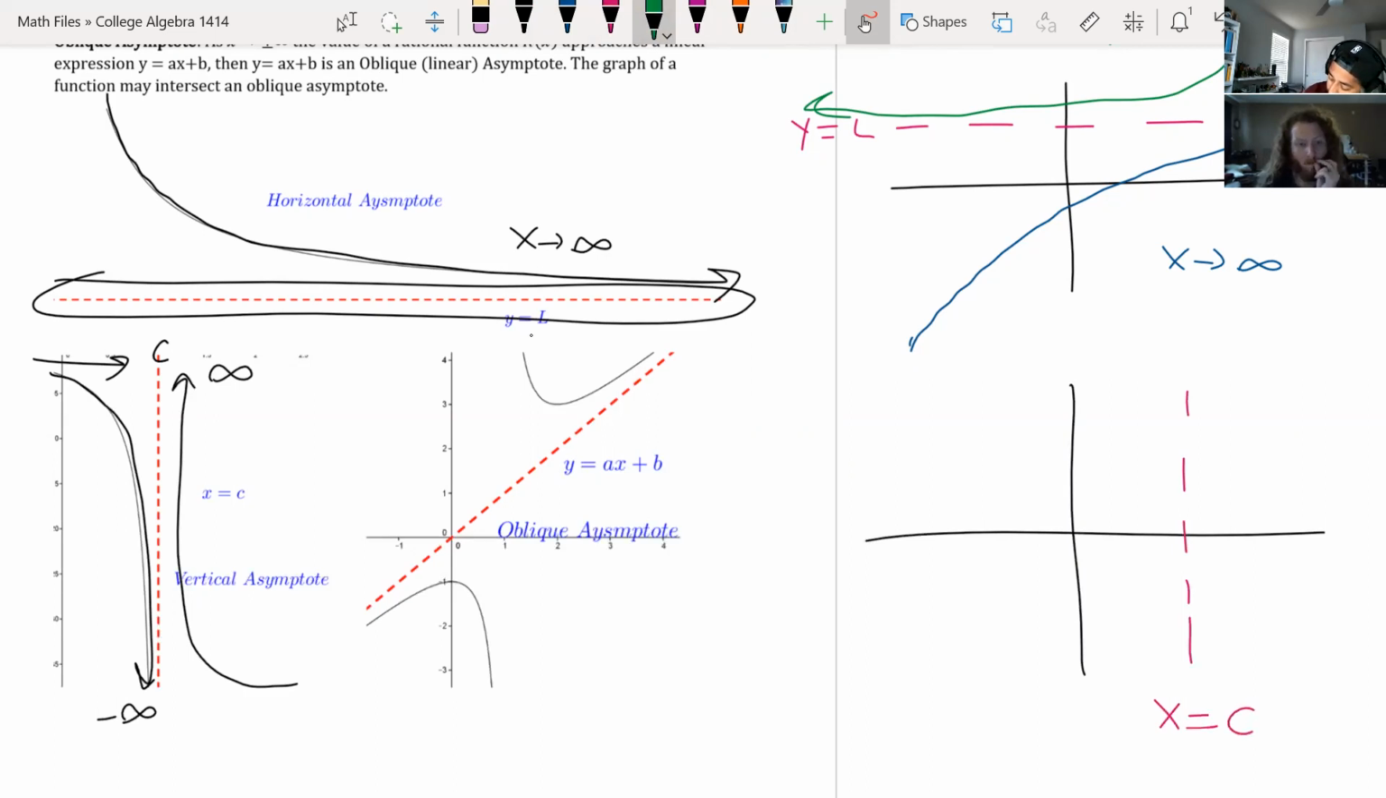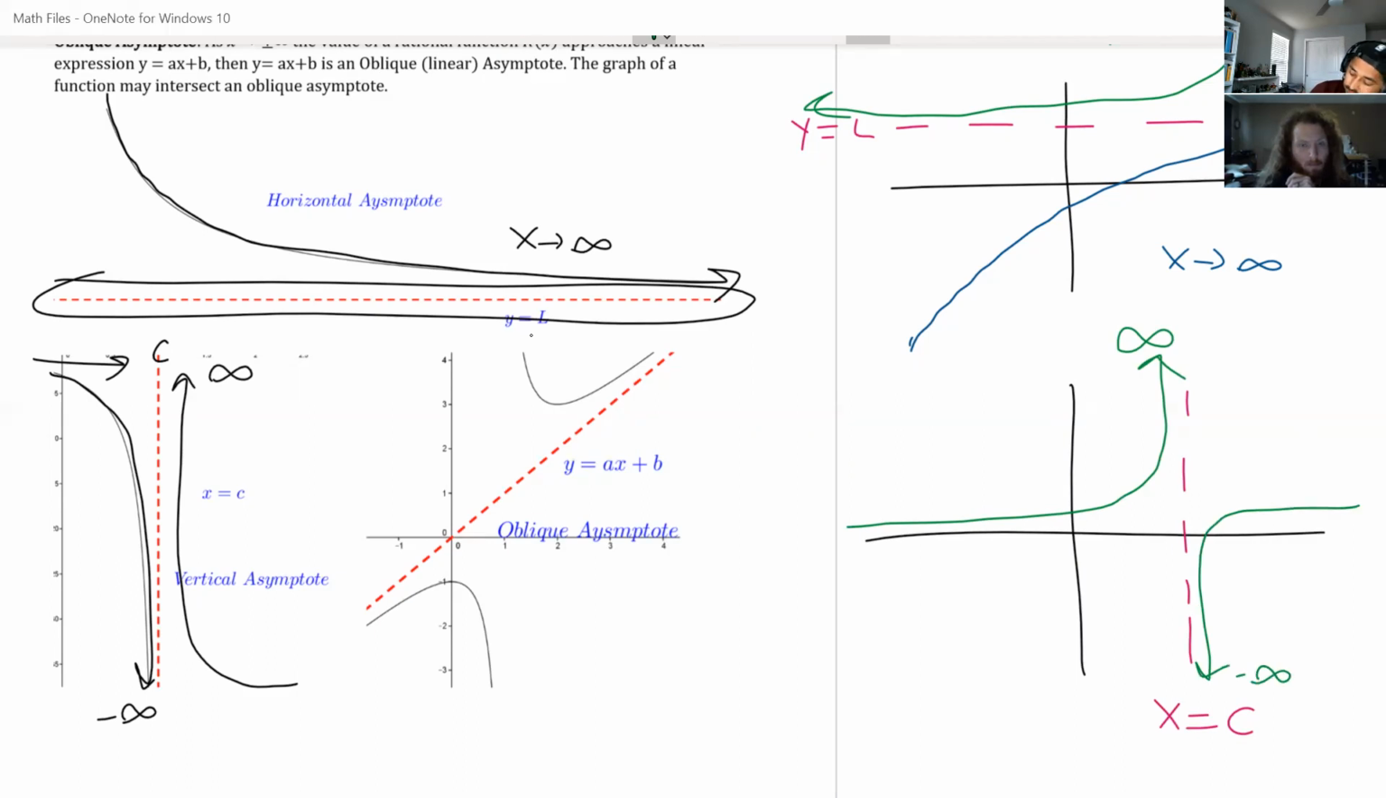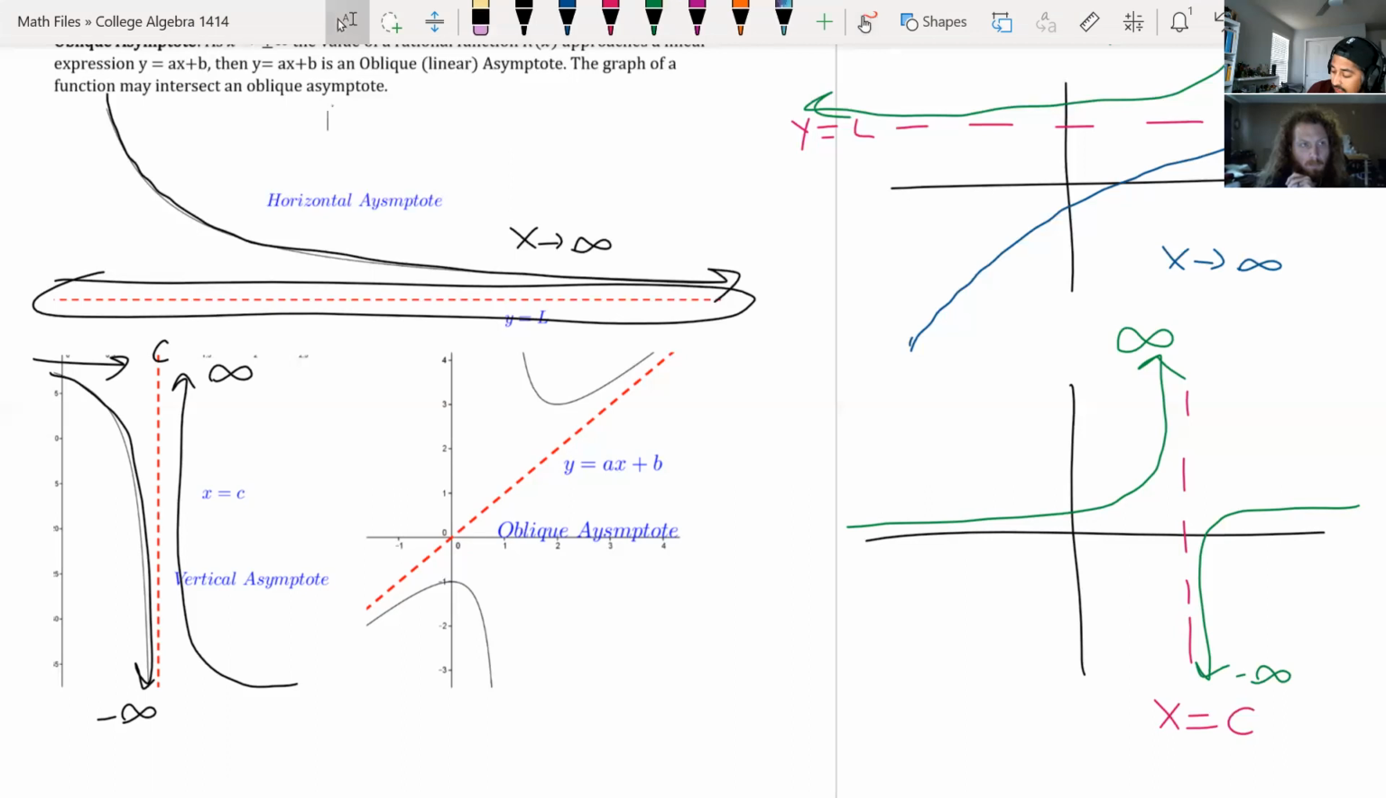And as we approach c, I have a tail that will approach it and go up towards infinity. That's as I approach c from the left. And if I approach c from the right, I could have a tail go down to negative infinity. Okay. So that's a vertical asymptote.